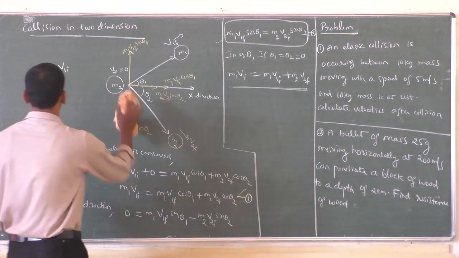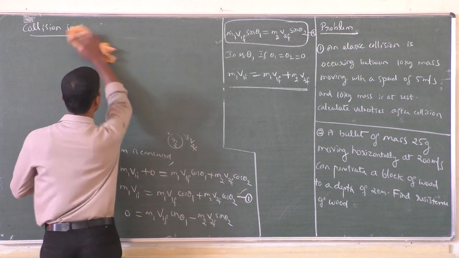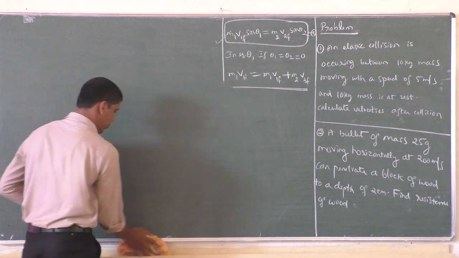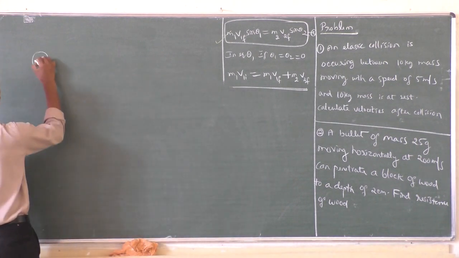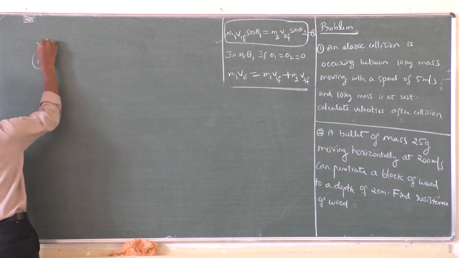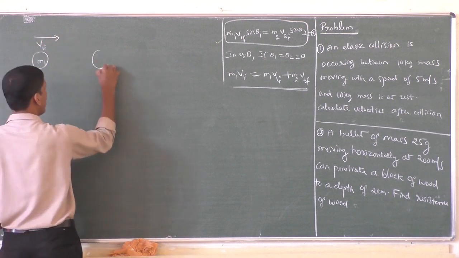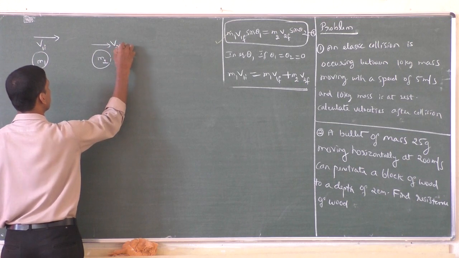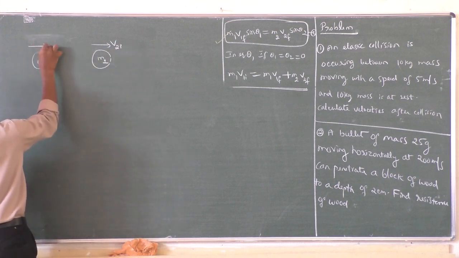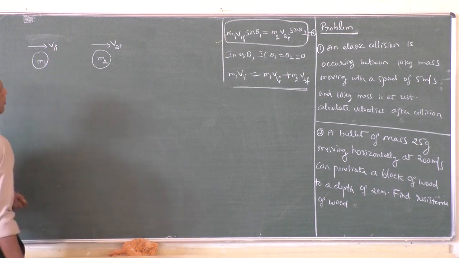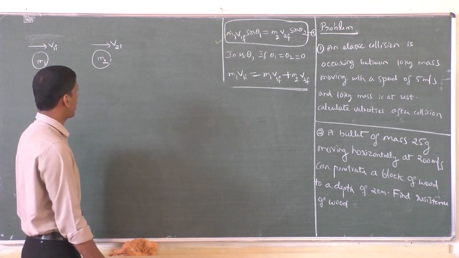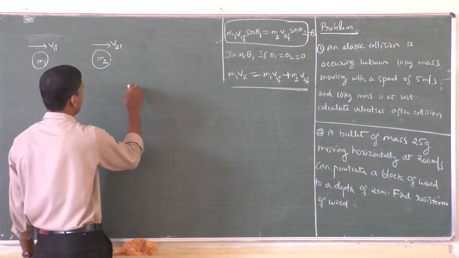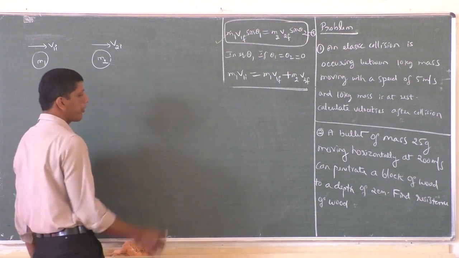Now there is one formula. Suppose the 2 bodies are moving, one body having mass m1 is moving with velocity say v1i, and the second body is also moving with velocity say v2i. Both are moving along a straight line. After collision, what is the final velocity of the 2 bodies?